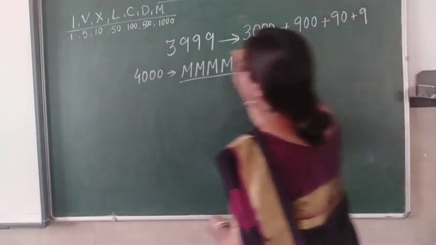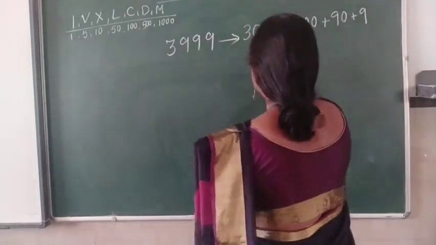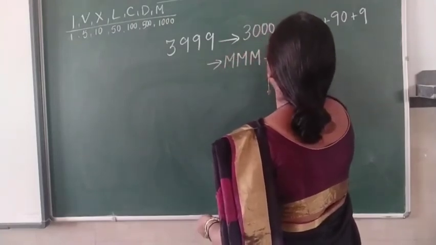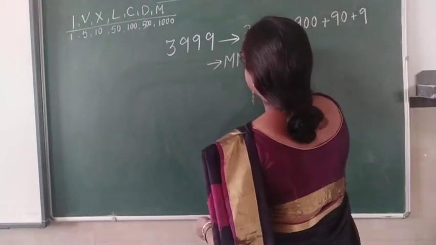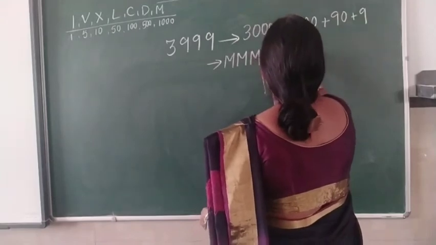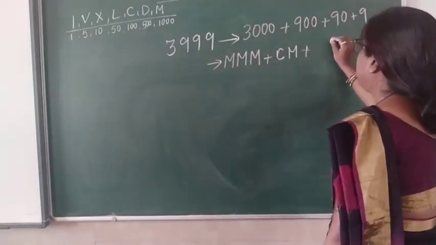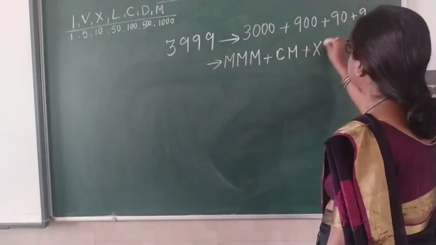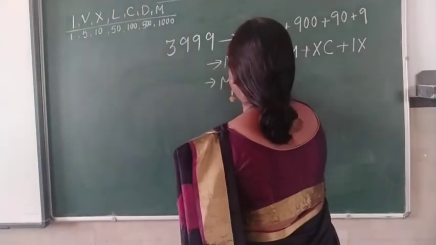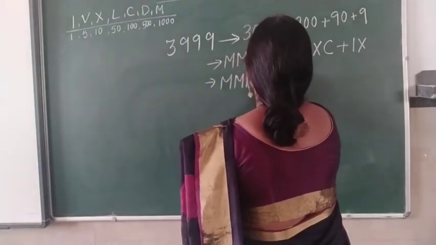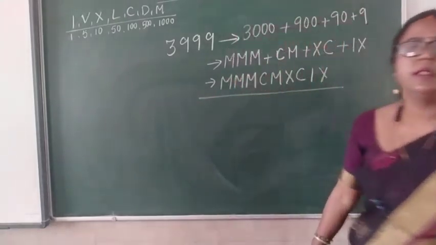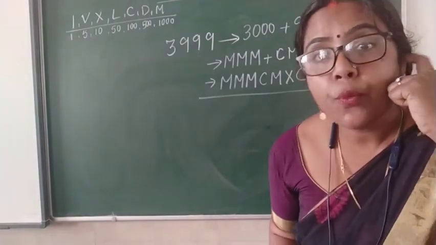Okay. Now the question will come. See, first let me complete this one. 3000 is MMM, plus 900, which is 1000 minus 100, so it is CM. 90 means 100 minus 10, so it is XC, plus IX. So combining these symbols, we get MMM, CM, XC, IX. This is the greatest possible number you can write by using the Roman symbols.